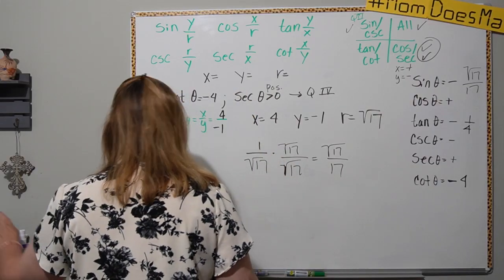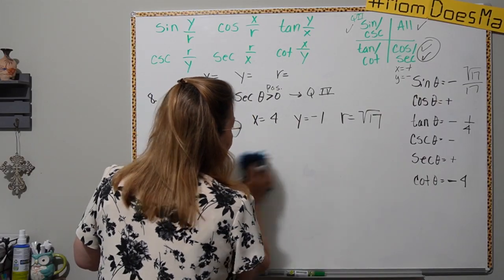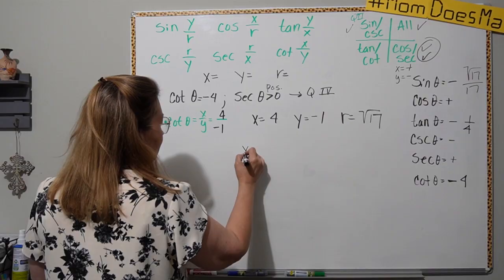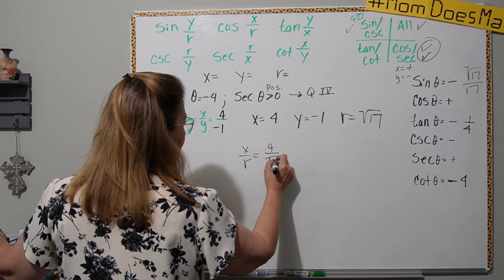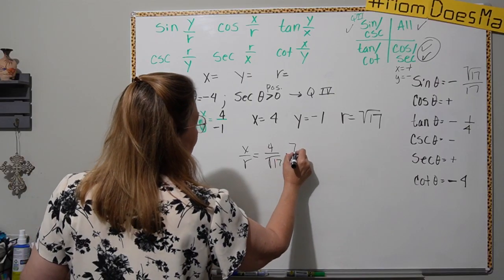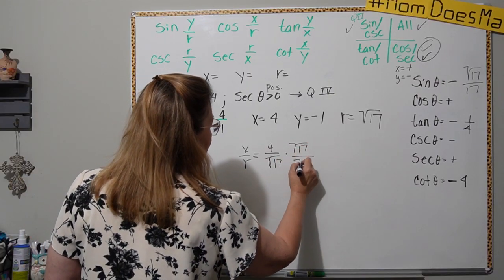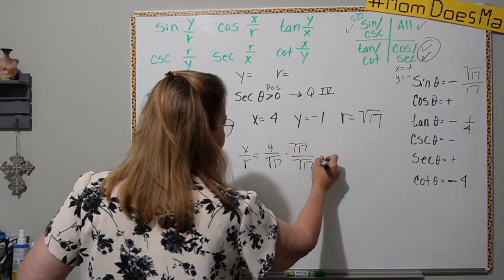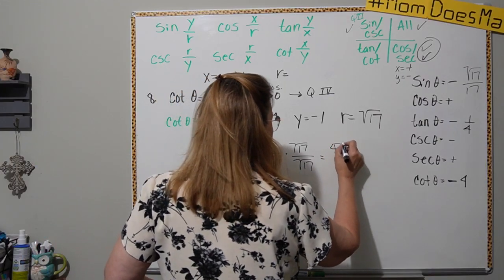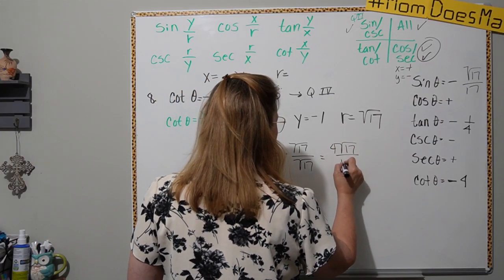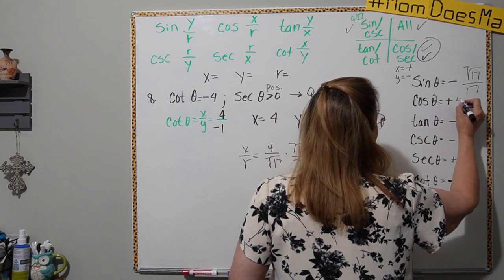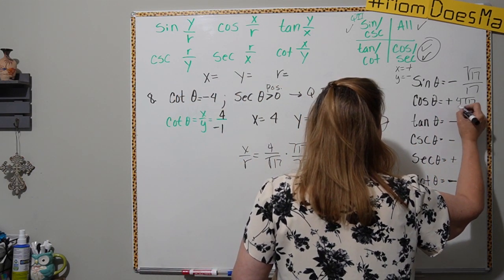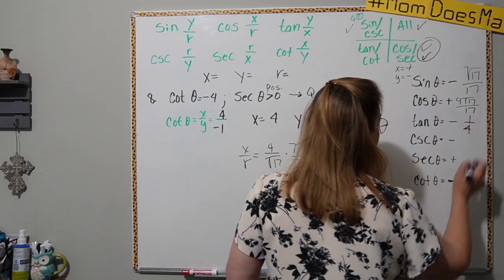Now for cosine, what's my definition? X over r. So my x is 4, my r is square root of 17. I'm going to rationalize, square root of 17 over square root of 17. So now I have 4 square root of 17 over 17. Let me squeeze this in here: 4 square root of 17 over 17.